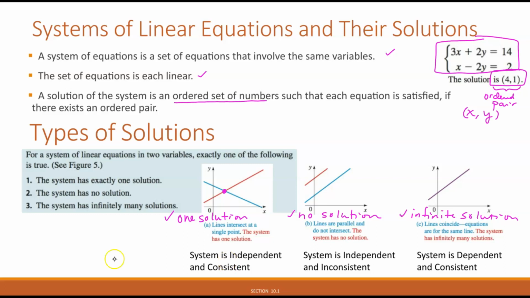Okay, we can classify systems in one of these three ways. If a system is independent, what that means is when I graph the two lines, they were two separate, two distinct lines. So those systems would be independent. If we were to graph and they're the same line, then the system is dependent. They're the same graph, so the system is dependent.